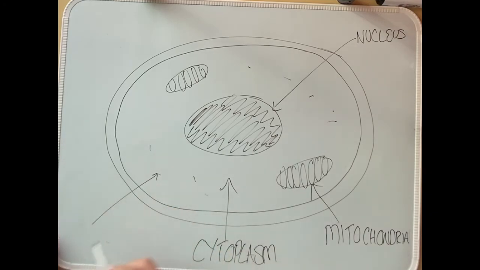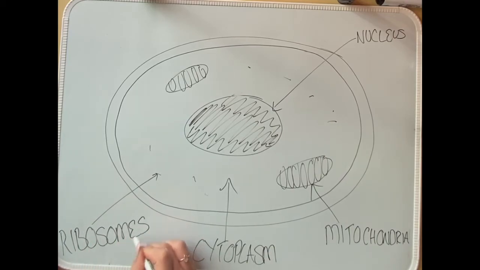This is where protein synthesis happens. Proteins are really important as they allow cells to repair themselves. The word synthesis in protein synthesis just means to make. So the ribosomes is where the proteins are made.